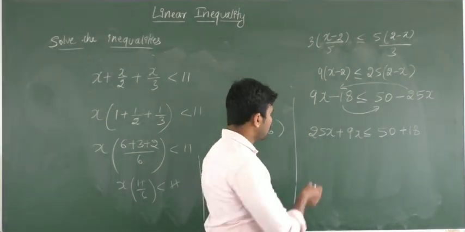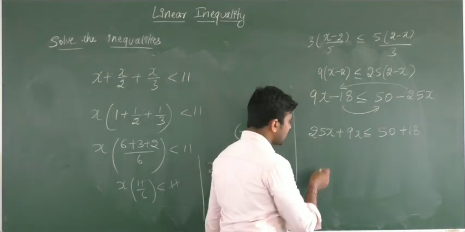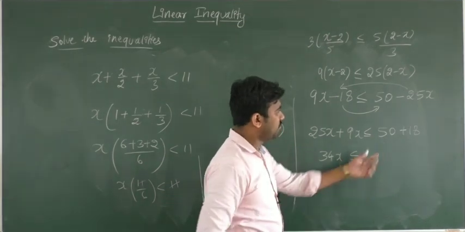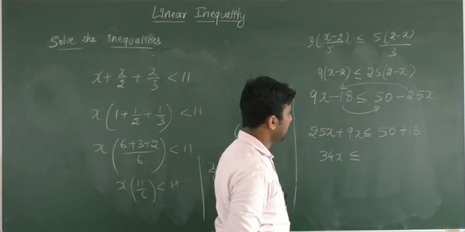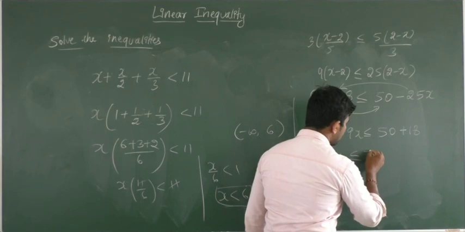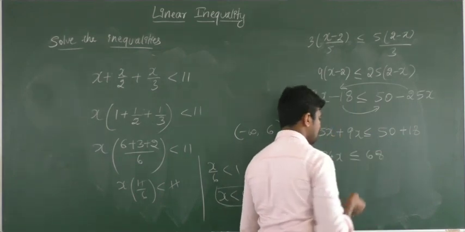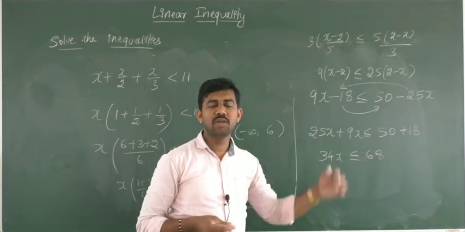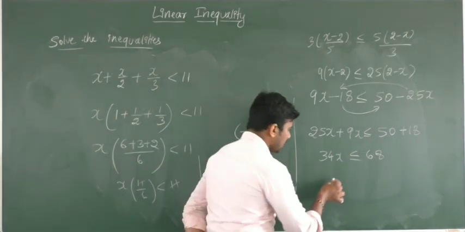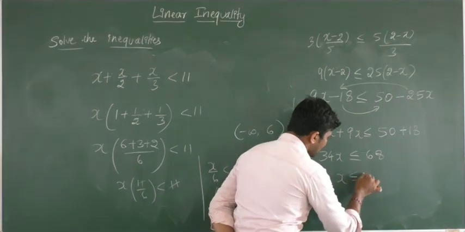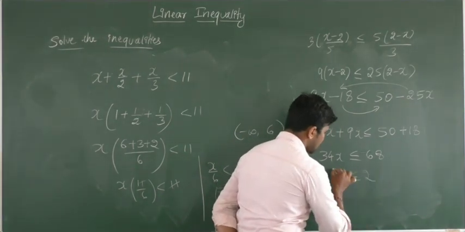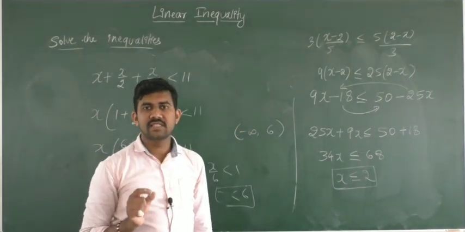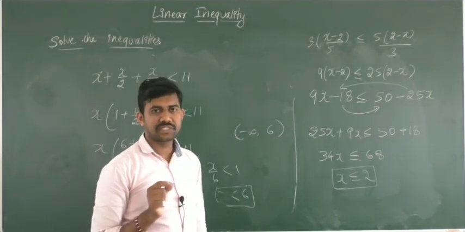So 25x plus 9x is nothing but 34x less than or equal to 50 plus 18. 50 plus 18 is nothing but 68. Now divide by 34 on both sides. If you do, we get x is less than or equal to 2, because 34 times 2 is 68. So x is less than or equal to 2.